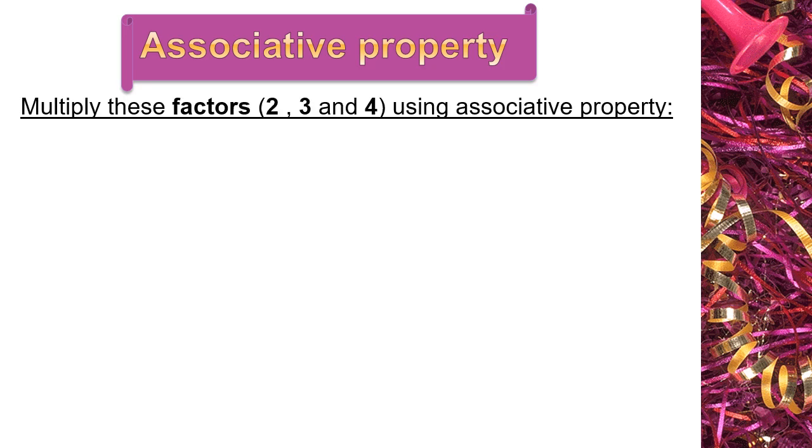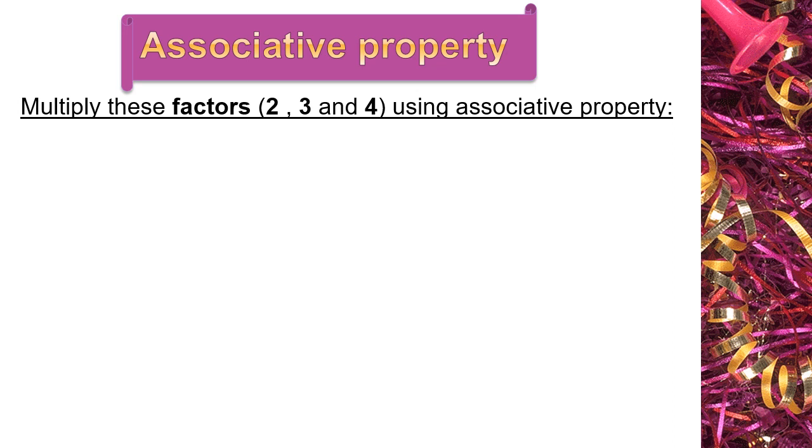Now we will start associative property. To understand it, I will take an example. Let's multiply these factors 2, 3, and 4 using associative property. I call them factors. Factors means I will multiply them together. I will say 2 times 3 times 4 because any numbers multiplied together are called factors.